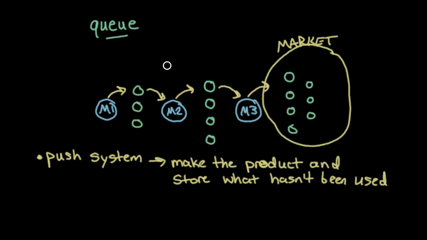And the reality is you're not going to find any factory that is strictly a push system or strictly a pull system. Usually it's some sort of combination of both. But when you're working on a problem, one important skill is to be able to identify which kind of system you're working with.